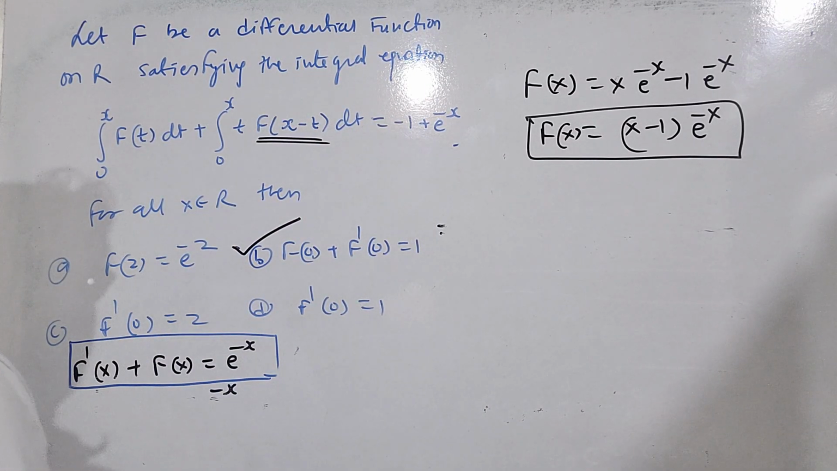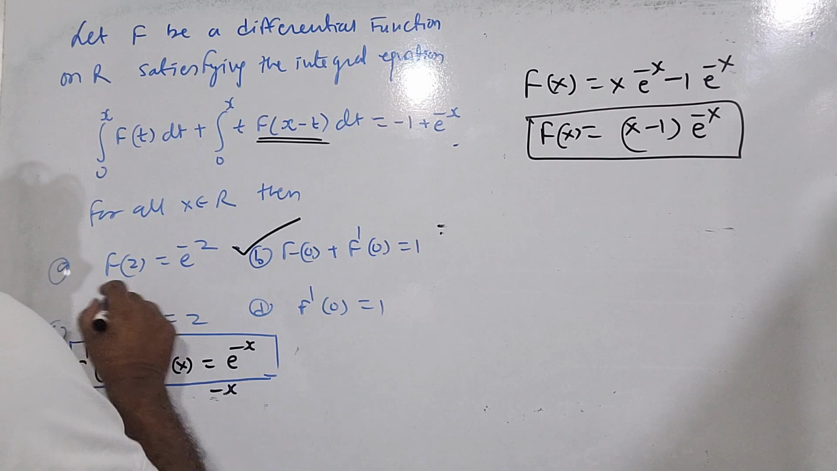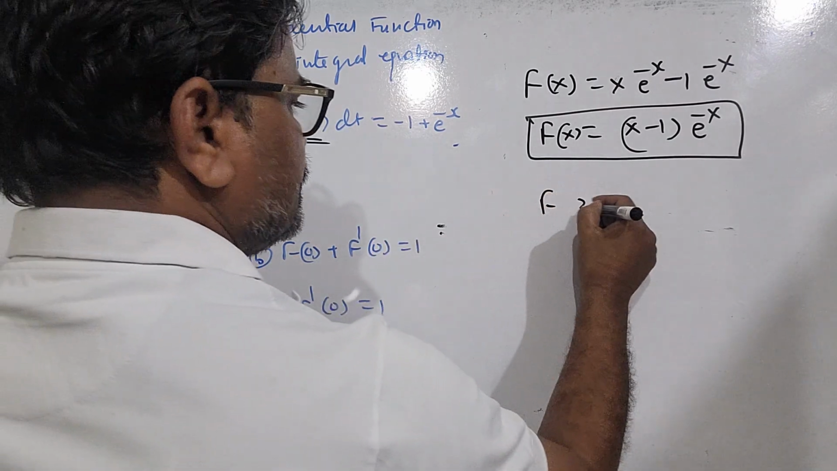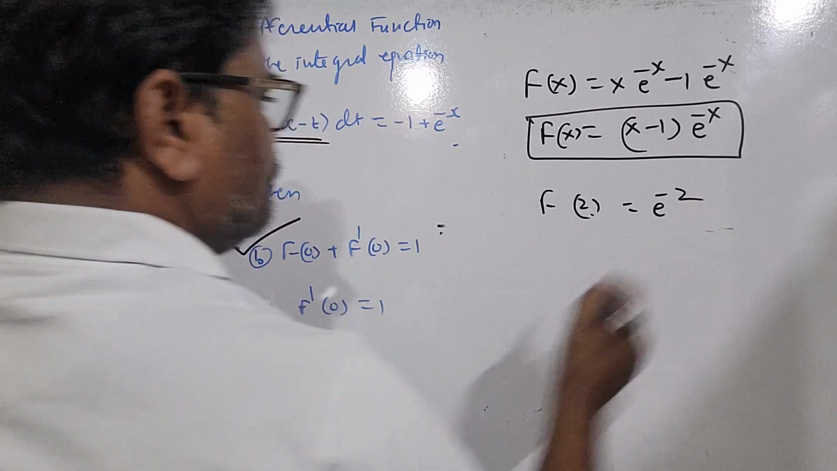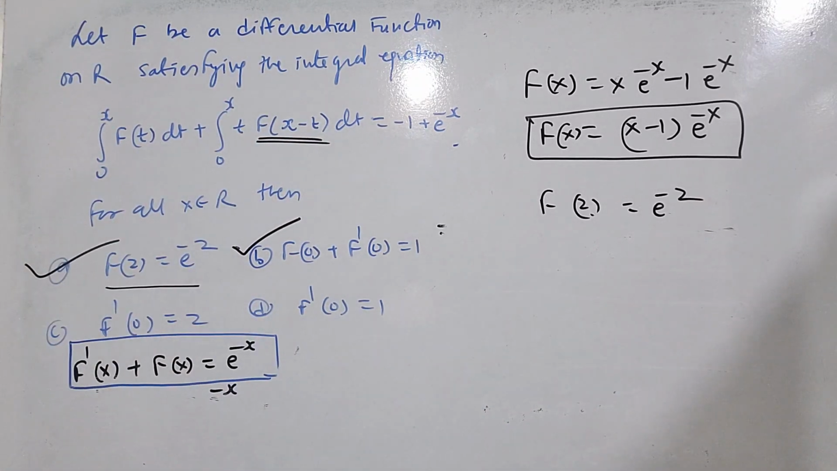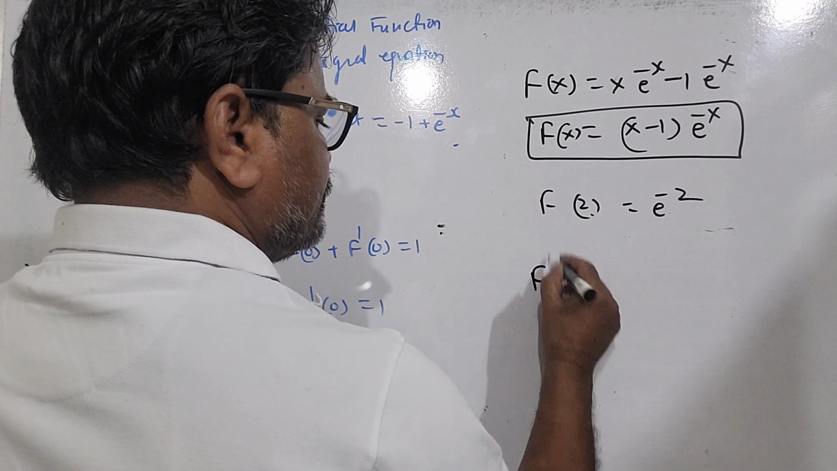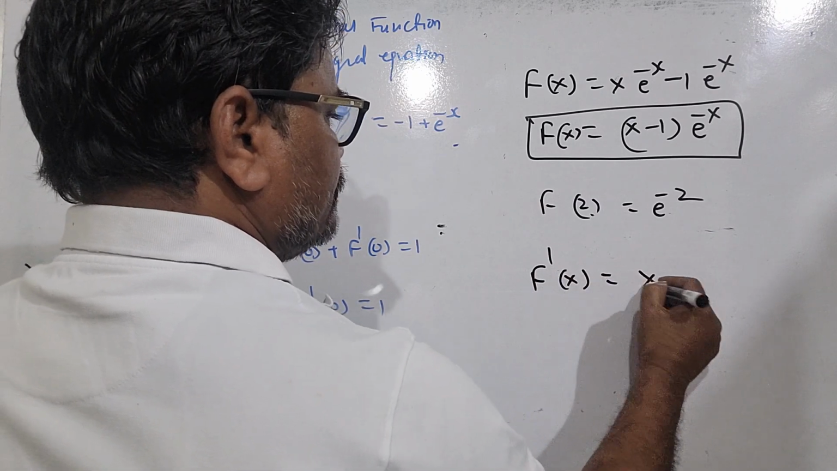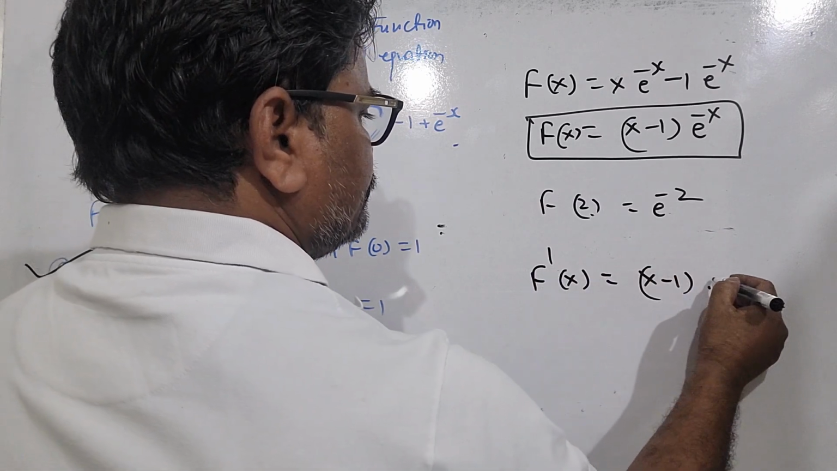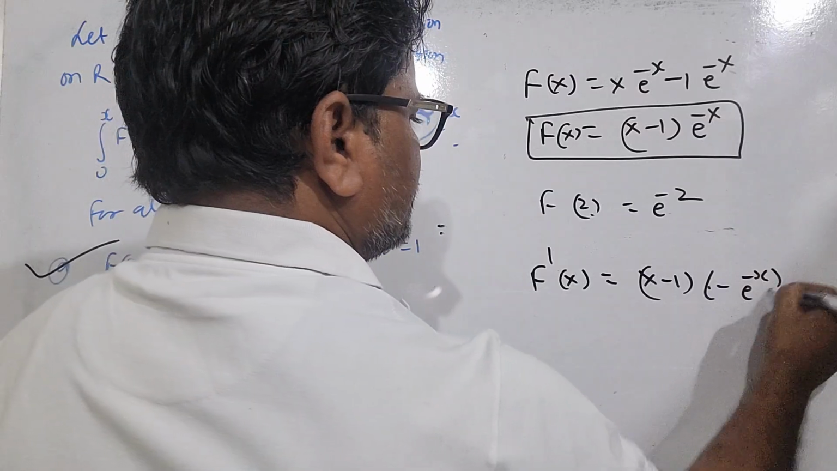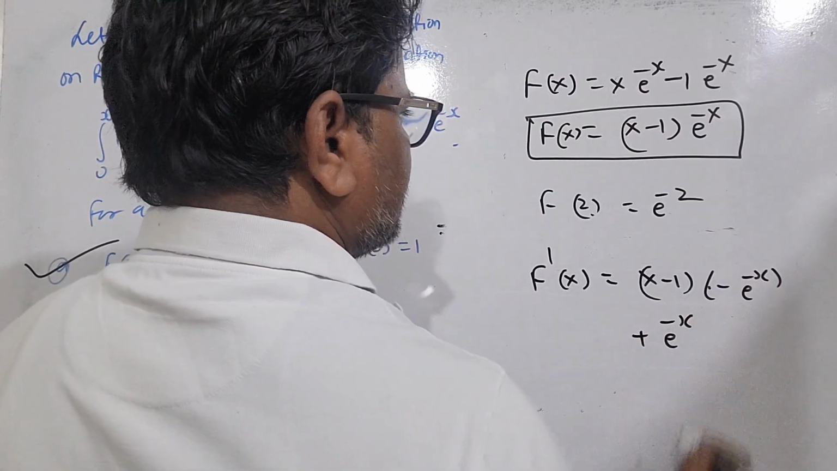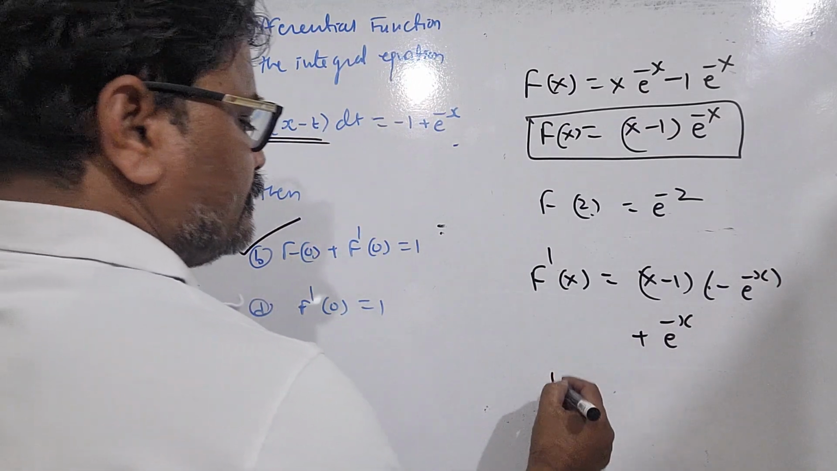Now we have to find out what f of 2 is. f of 2 is definitely e to the power minus 2. So this option is correct. Now what about f dash? f dash I can find out from here. f dash x is equal to (x minus 1) into minus e to the power minus x plus e to the power minus x into 1.